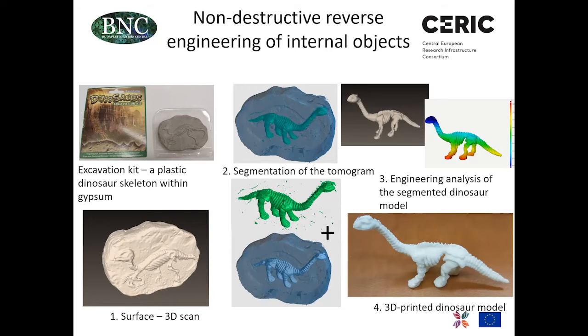And once we have this data, we can do some kind of an engineering analysis about the dinosaurs. So for instance, what is the maximum thickness of river water that it can swim through? And eventually, we can even use 3D printing technology to recreate the dinosaur, which is still inside of our intact stone. And that would be reverse engineering.